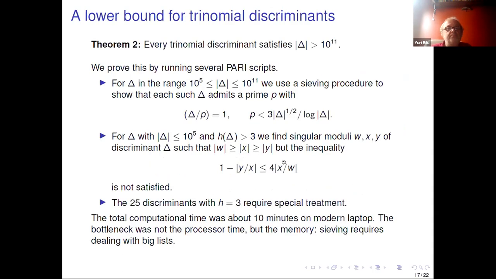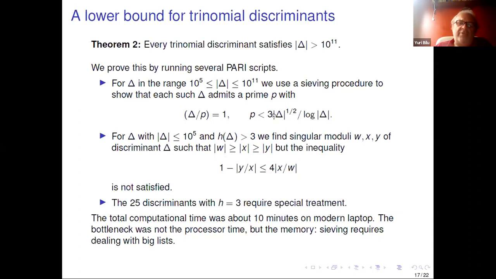Okay, now, here is the first application. Let's prove that trinomial discriminants cannot be too small. How do we do it? We just show that we obtain a contradiction with the previous result. We show that every singular modulus like this admits a very small suitable integer. And so it cannot be trinomial.